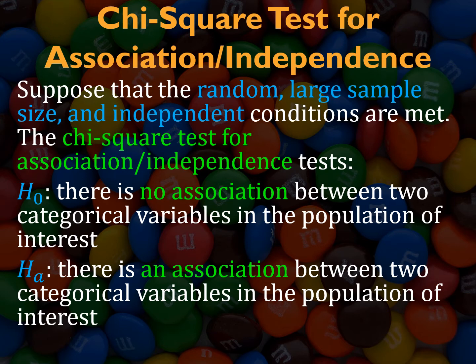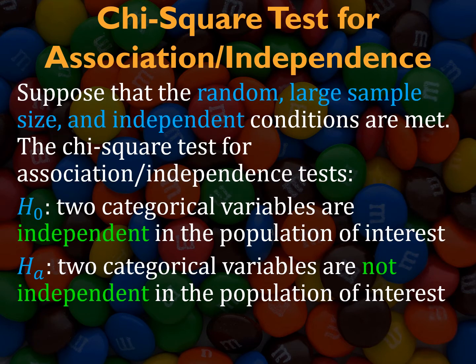That's one way to frame it, using the test for association. Instead of framing it as an association test, you can frame it as an independence test. The null hypothesis is that the two categorical variables are independent in the population of interest. Again, one population. The alternative is that the two categorical variables are not independent in the population of interest. In other words, there's a relationship. Knowing something about one variable tells you information about the likelihood of something with the other variable happening.